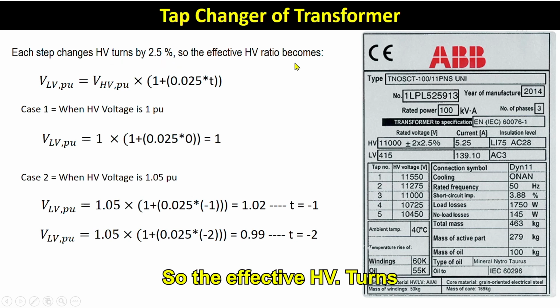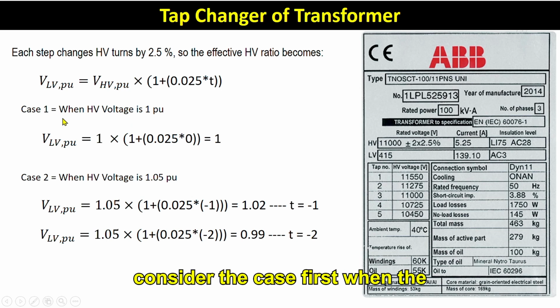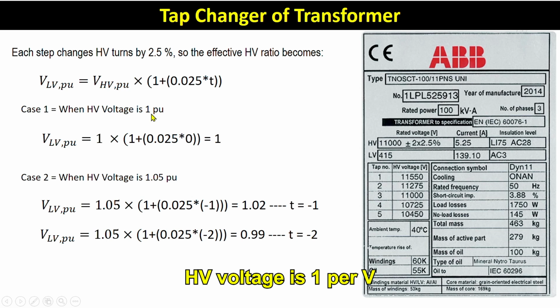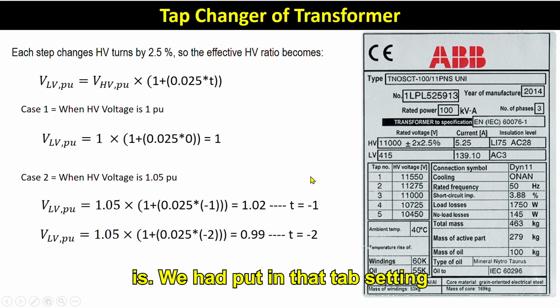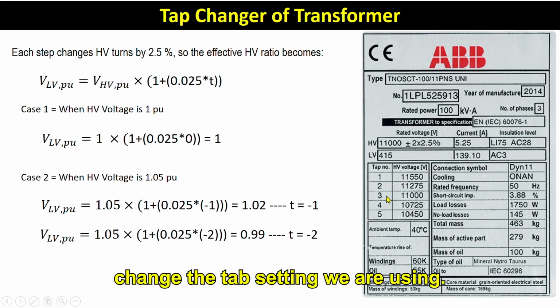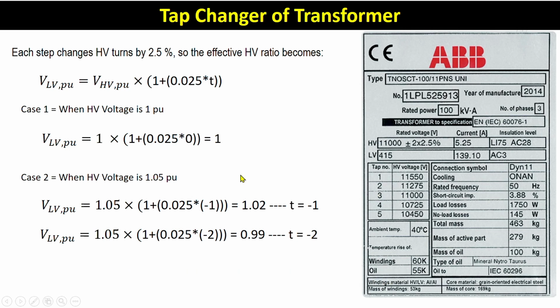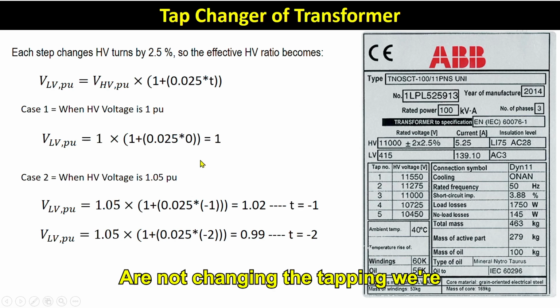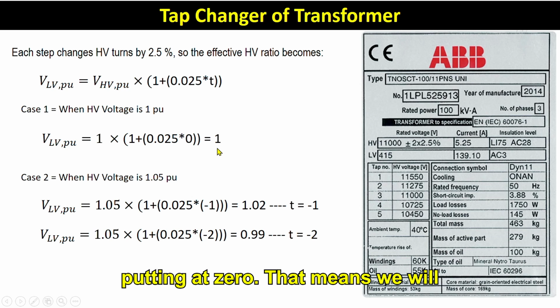So the effective ratio becomes: you can see VLV per unit is VH per unit divided by 1 plus 0.025 times T, where T is the tap position, 1 or 2. First we will consider the case when the HV voltage is 1 per unit. LV becomes 1 when T is 0. Here we put the tap setting at the 0 position, which is position 3. That means we do not change the tap setting. We are not changing the tapping by putting it at 0, so LV will be 1 per unit.